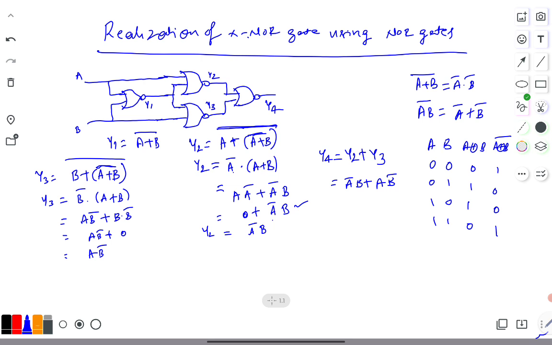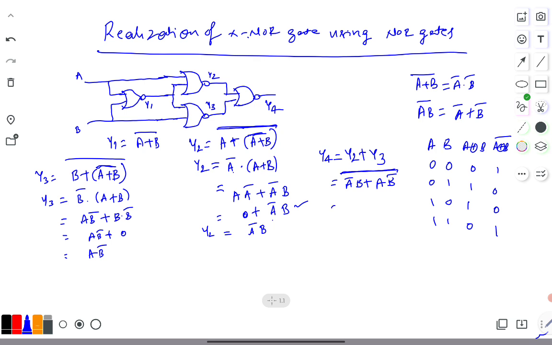Okay, now let's simplify this one, A bar B plus A B bar. Now let's apply De Morgan. Here Y2 plus Y3, where Y2 is A bar B and Y3 is A B bar. Now I am combining Y2 and Y3 to get Y4. Y4 is equal to Y2 plus Y3, that is, A bar B plus A B bar, the whole bar.